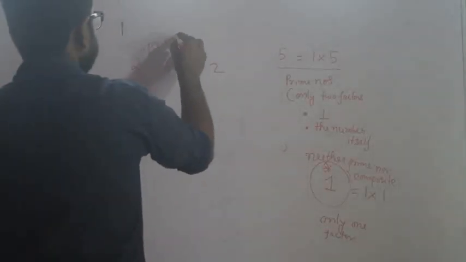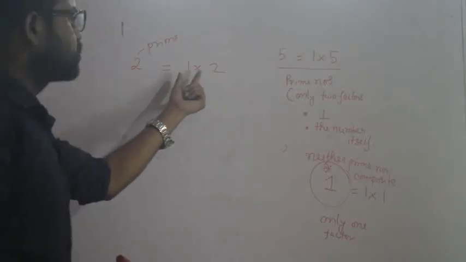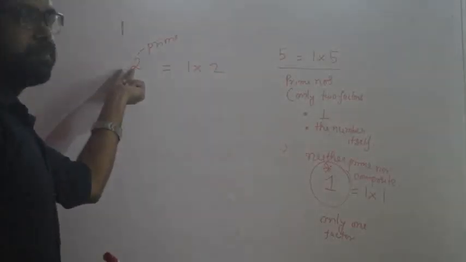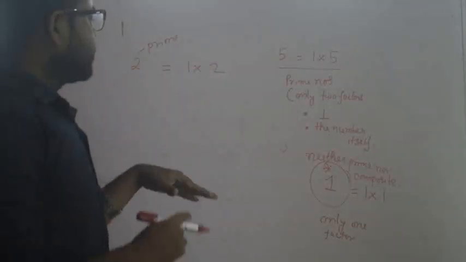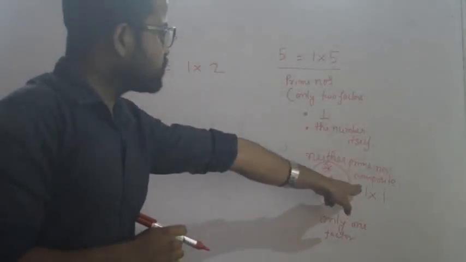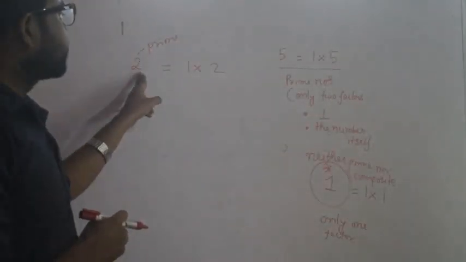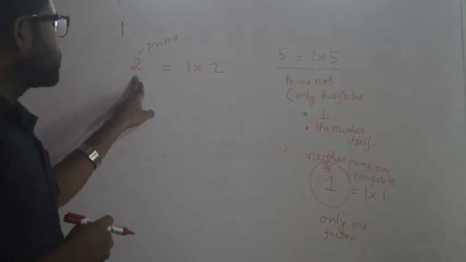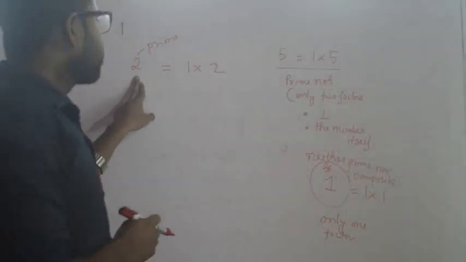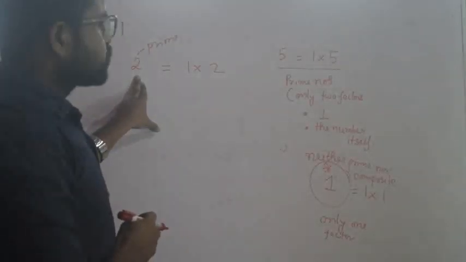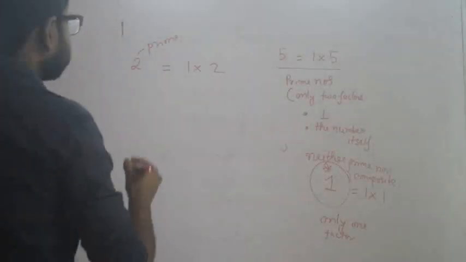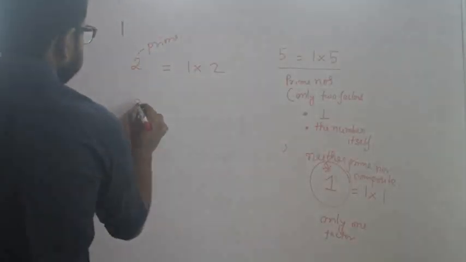2 is also prime as it has only 2 factors, 1 and the number itself. And see, 1 is neither prime nor composite number. So which is the starting prime number in a number system? 2 is the starting prime number. And also one more thing, let us see the next number 3.